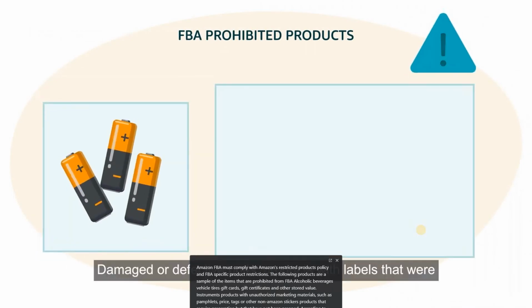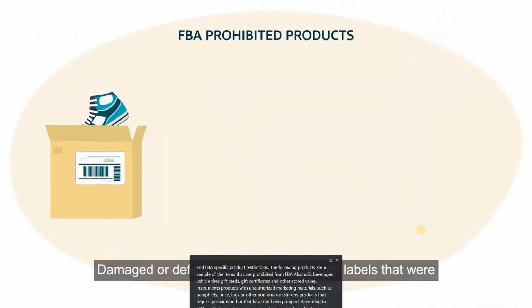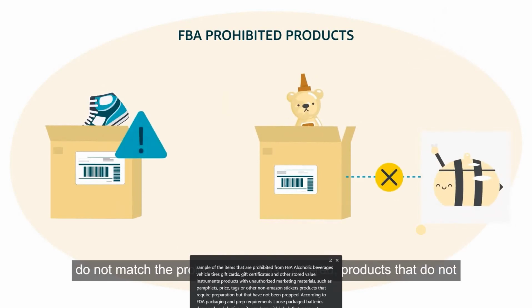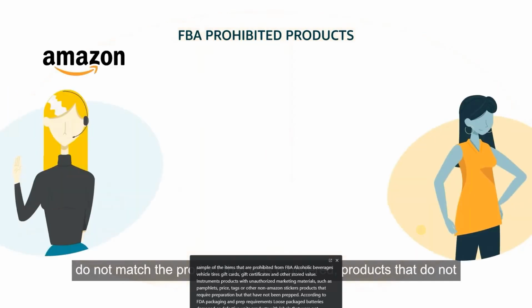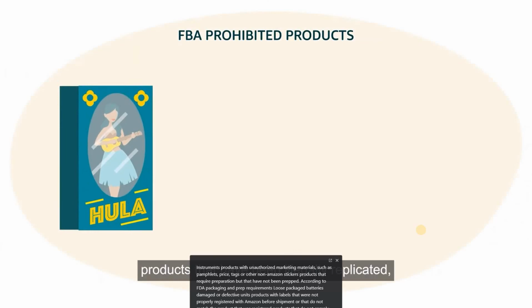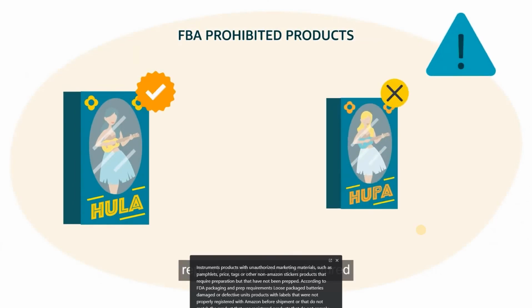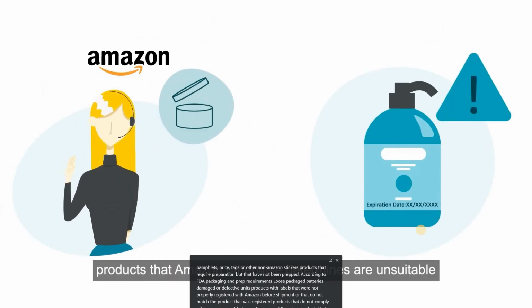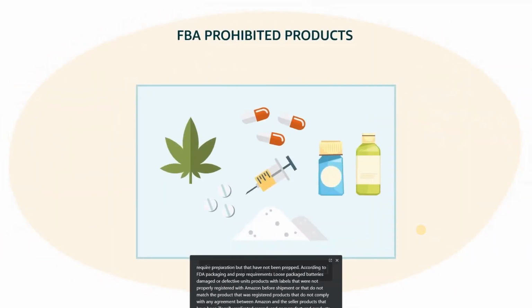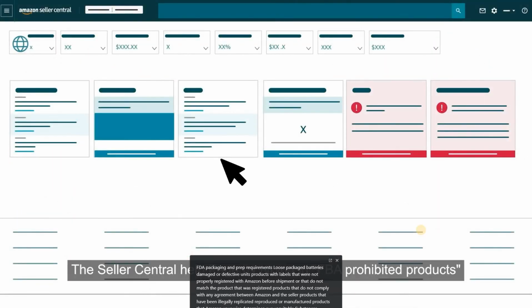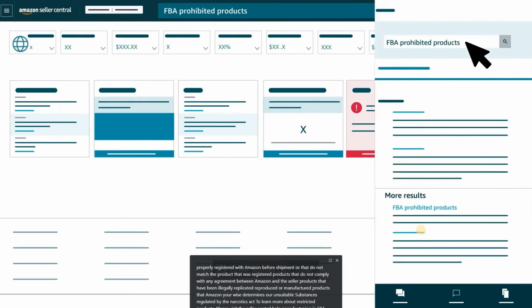packaged batteries, damaged or defective units, products with labels that were not properly registered with Amazon before shipment or that do not match the product that was registered, products that do not comply with any agreement between Amazon and the seller, products that have been illegally replicated, reproduced, or manufactured, products that Amazon otherwise determines are unsuitable, substances regulated by the Narcotics Act. To learn more about restricted products, please visit the Seller Central help page by typing in FBA prohibited products in the search bar.